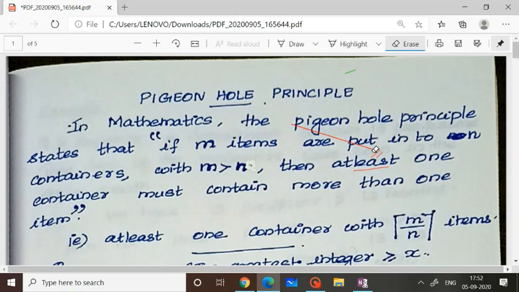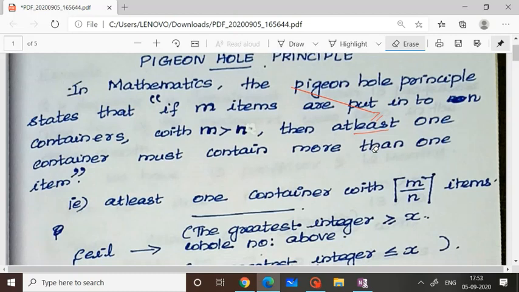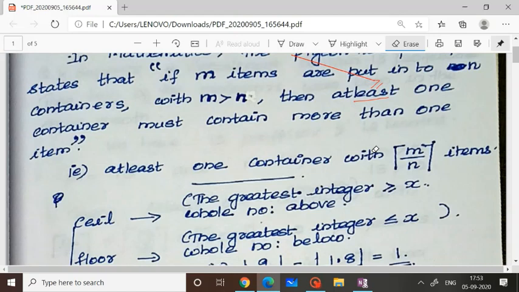In general, if m items are put into n containers with m greater than n, then at least one container must contain more than one item. That means at least one container with ceil of m by n items. This is the symbol, ceil of m by n. Ceil means the greatest integer which is greater than or equal to x.